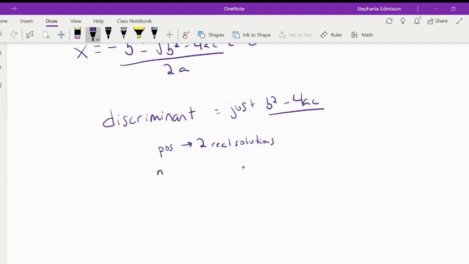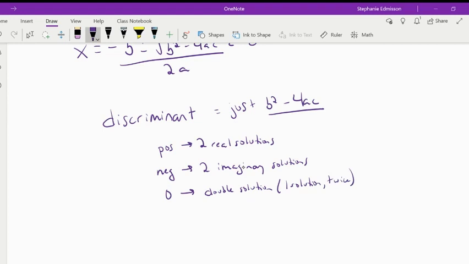If the number is negative, that means there are two imaginary solutions. And if the answer is 0, that means there is a double solution, which means one solution twice. Okay, so that is what we're going to get from our discriminant.